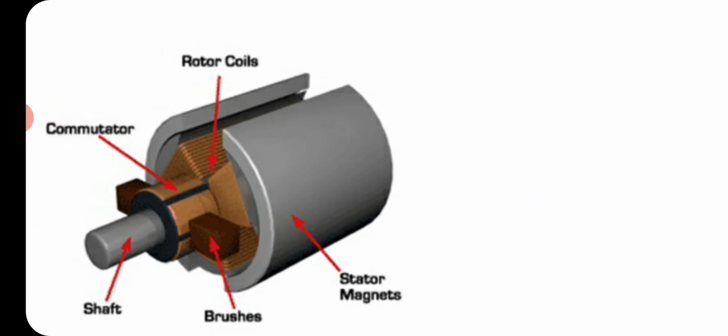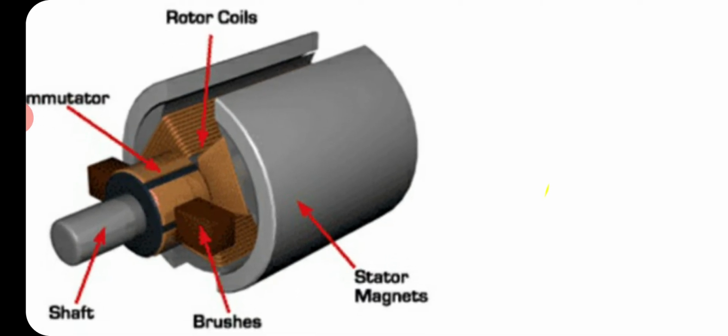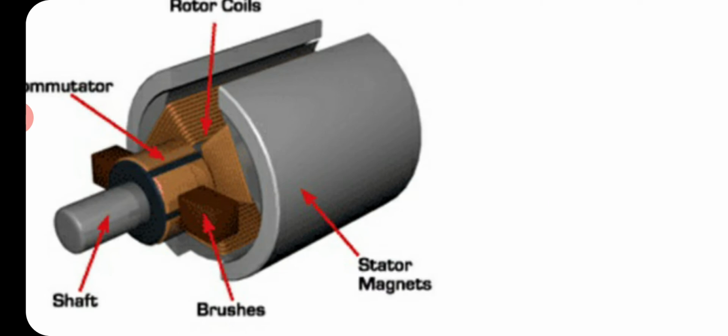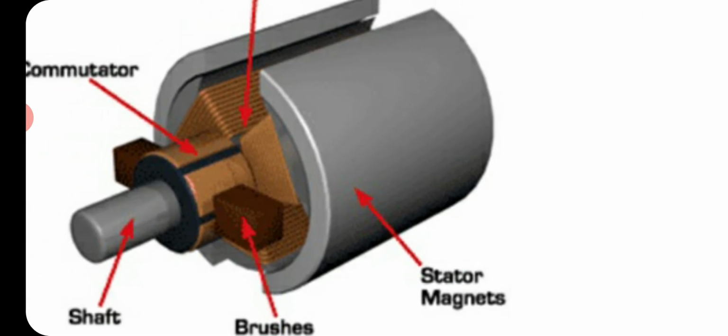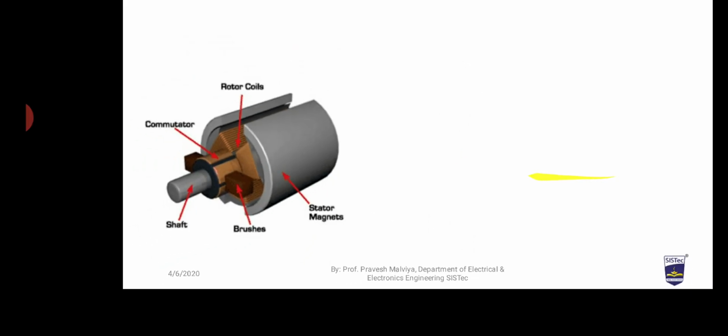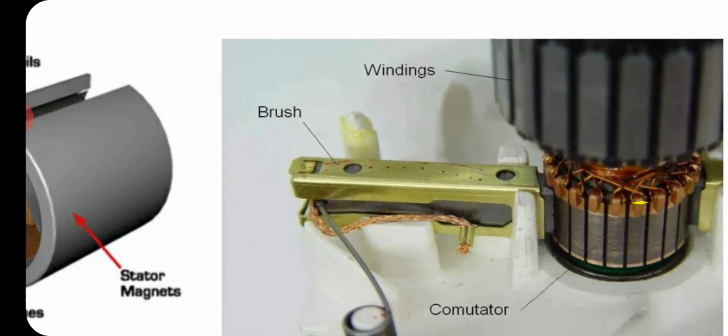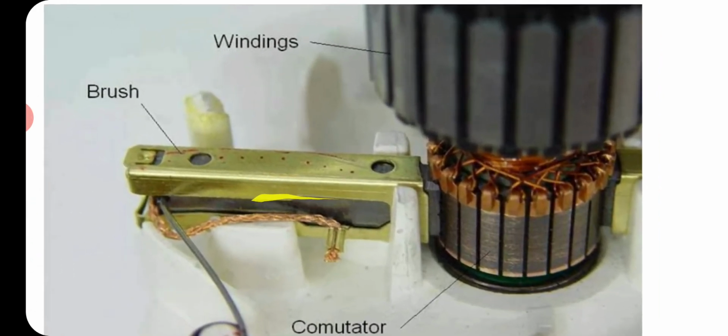We see here that the commutator, which is the rotating part of the DC machine, is connected with these brushes. These brushes are the stationary part of the DC machine, and they are pressed on the outer periphery of the commutator segments. These brushes are made up of a carbon and graphite mixture. So this is the actual diagram.